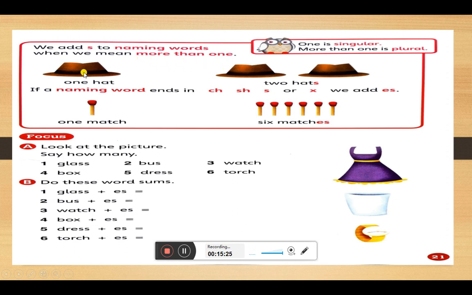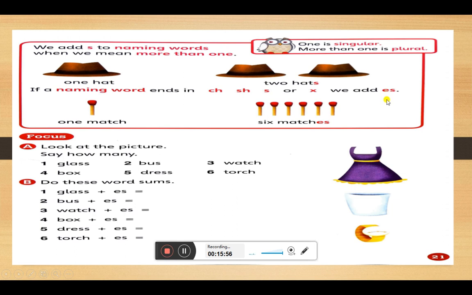Here we have one hat, and here we have more than one hat. We have two hats. Two hats. So we add s. Okay. If a naming word ends in ch, sh, s, or x, we add es.